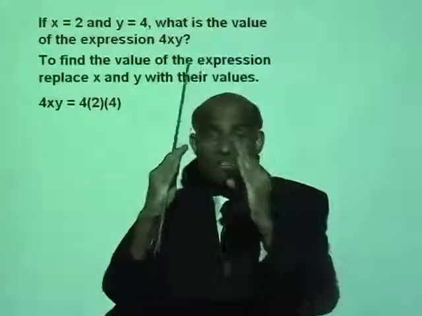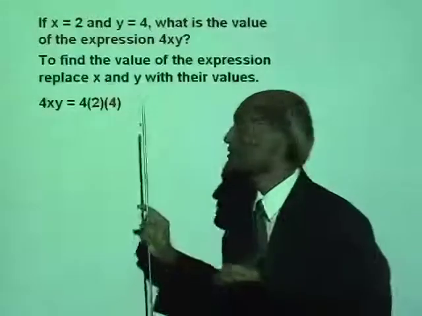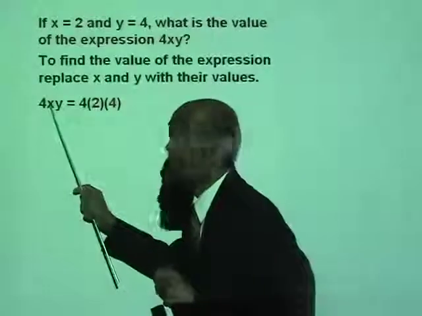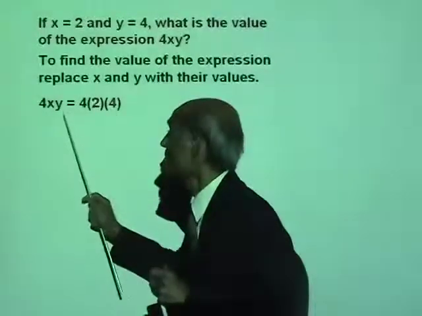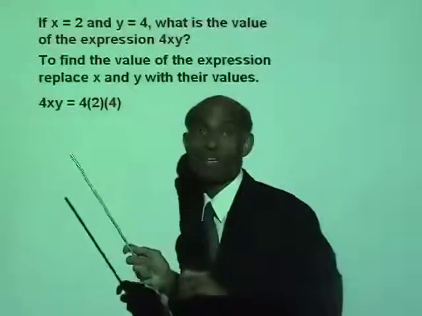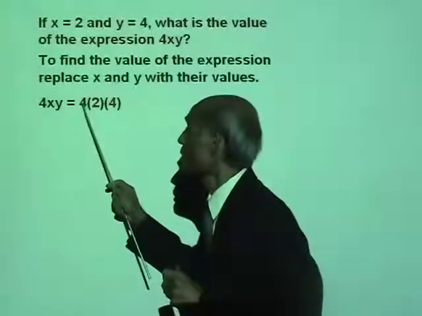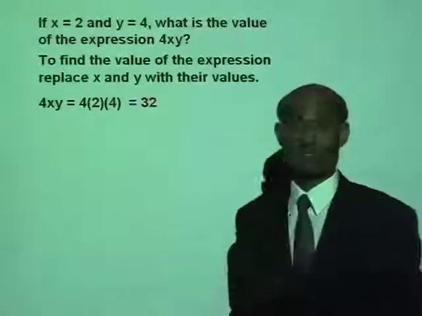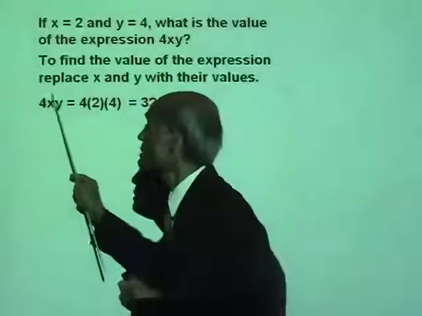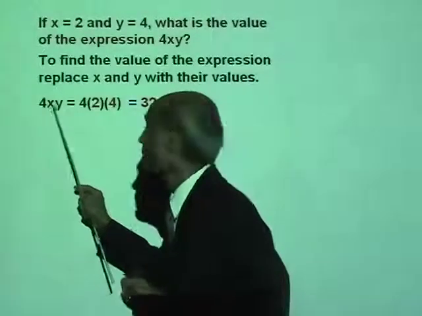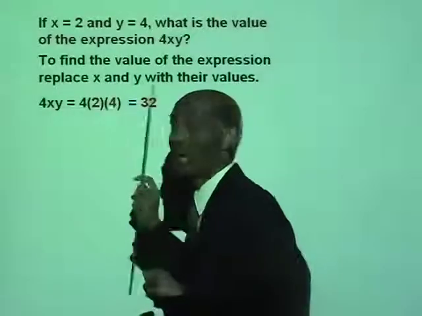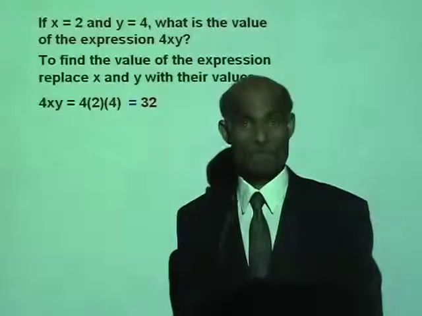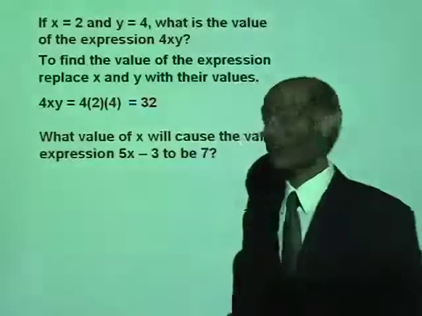I have replaced these numbers inside a parenthesis just to indicate that this 2 stands for x and this 4 stands for y. Now what we need to do is multiply these numbers. 4 times 2 is 8. 8 times 4 is 32. So the value of the expression xy when x equals 2 and y equals 4 is 32. Simple, is that right? Okay, let's do another one.